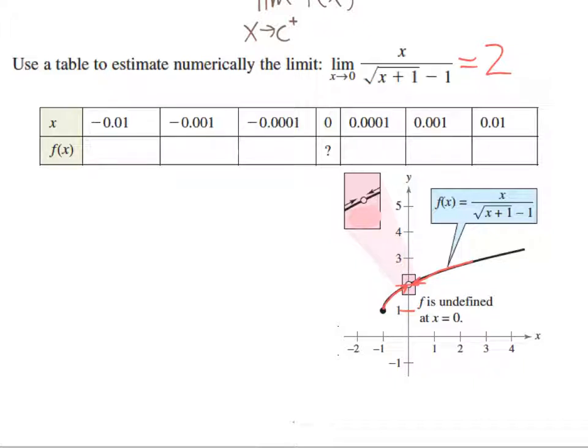You'll notice here I hit y equals, and I went ahead and typed in the function that we have. Do be careful that you type in the function correctly. Obviously, if you don't have the correct function, then you're not going to get the correct limit. So x divided by parentheses, the square root of x plus 1, take that out of the square root, minus 1, close your parentheses, and there's your graph. Okay? So, now we hit graph, and you can see here, that kind of looks like the graph that we were just looking at.